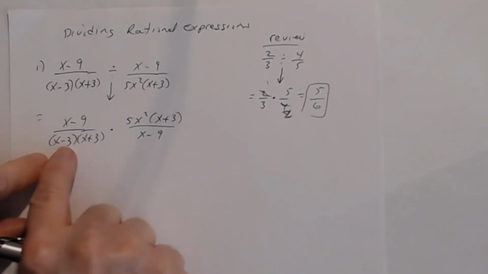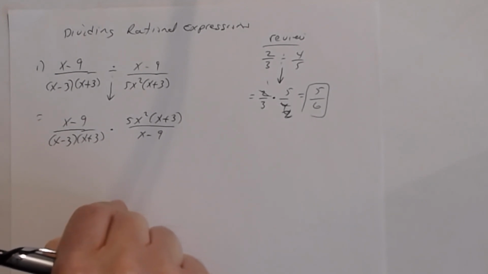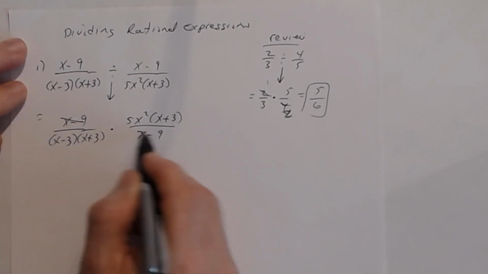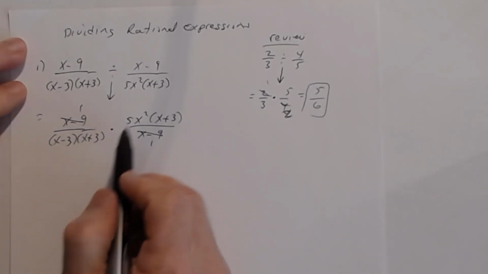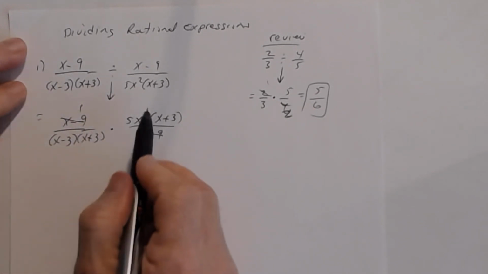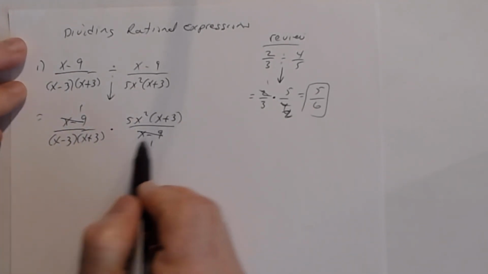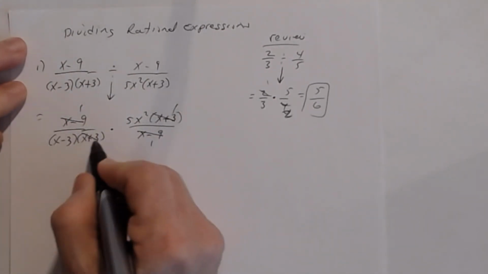So notice though that everything is already factored. See, these are factors already. So there's nothing to factor. So let's just reduce our factors now. x minus 9 divides with x minus 9. My next factor is a 5. There's no factor 5 down here. The next factor is an x squared. There are no factors of x in the denominator. The next factor is x plus 3. I have one right here. So those divide out, and you're done.